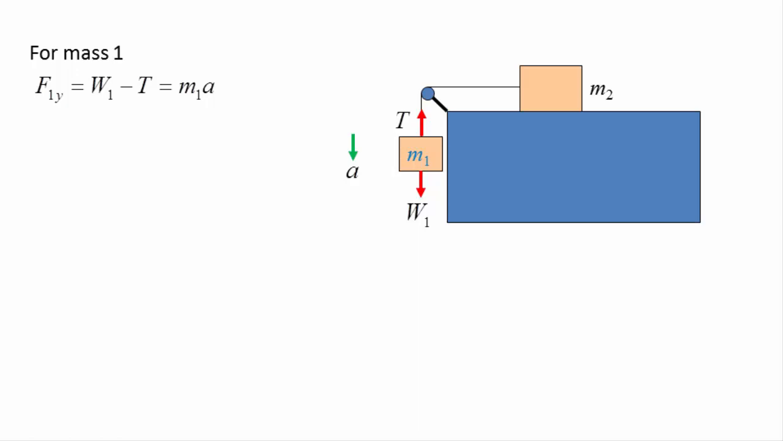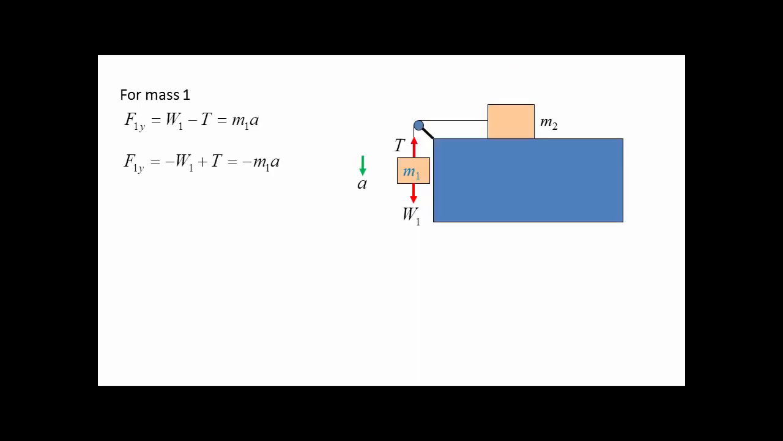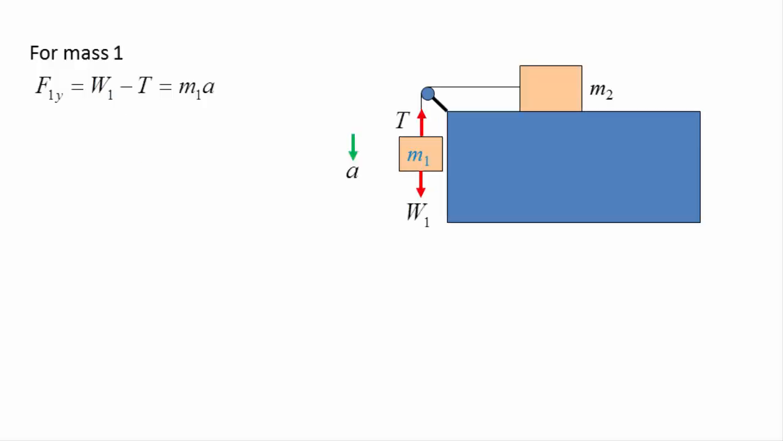If we had defined the upward direction as positive instead, we will end up with the following equation where the net acceleration is negative, indicating that the acceleration vector points downwards. Both equations are essentially the same. So let's stick with going down as positive, so we work with a positive acceleration instead of a negative one. So that's a force equation for mass 1.